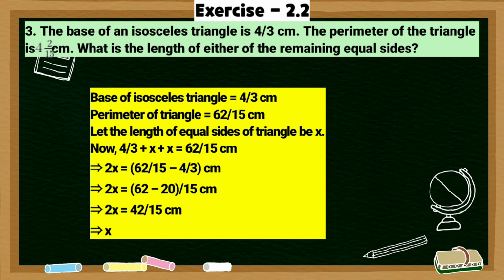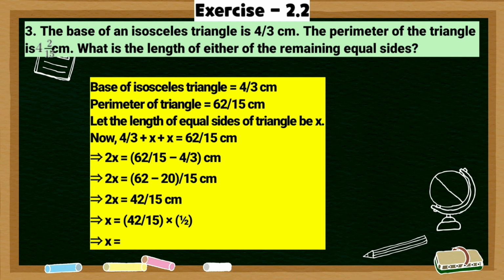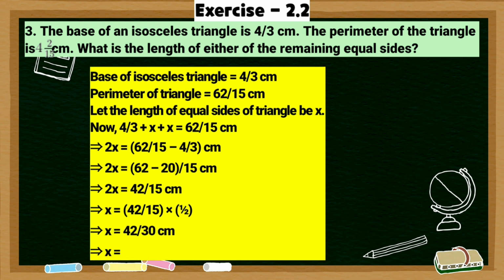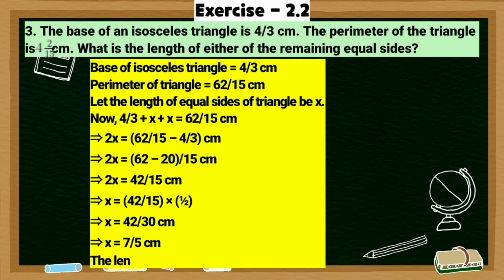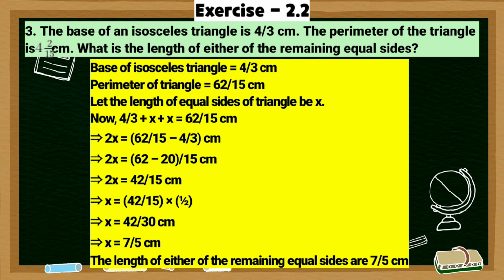Now we will take 2 from the left hand side and put it on the right hand side. So it will come and divide. So x is equal to 42/15 multiplied by 1/2. x is equal to 42/30. Converting it into standard form, we get x is equal to 7/5 centimeter. Therefore, the length of either of the remaining equal sides is 7/5 centimeter.